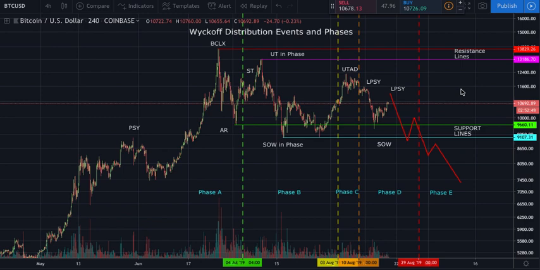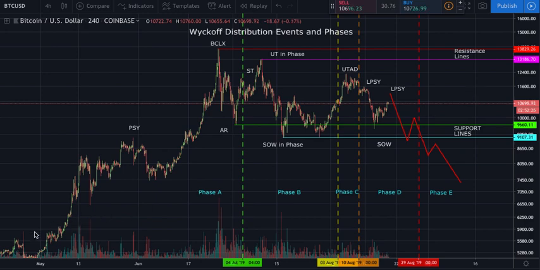doing technical analysis. Today we're going to dive deep into a topic of distribution. Today we're going to look at the Wyckoff Distribution events and phases. And what we're looking for here essentially is a pattern to start developing, and we're going to try to identify those phases within the pattern in order to make some trades based on what we see here.